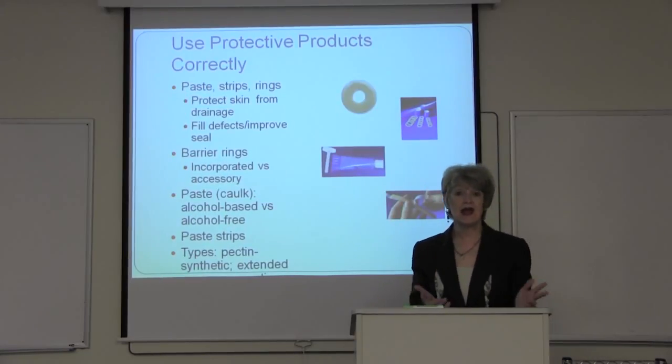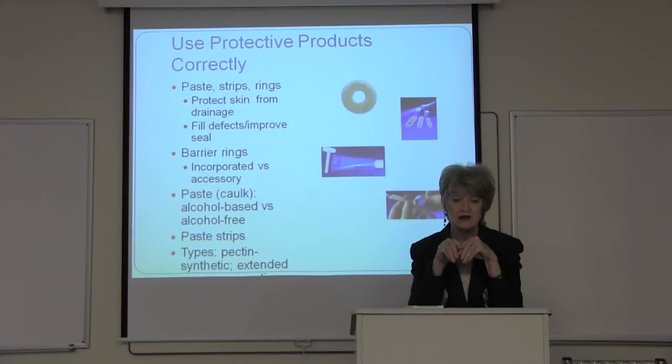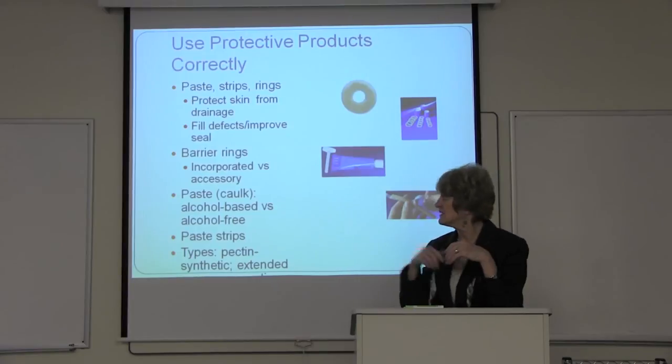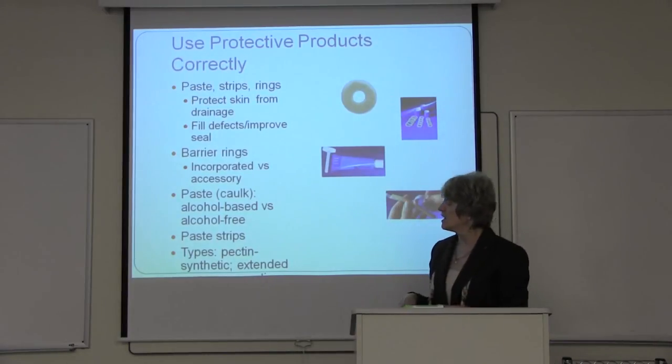The second big category of products is your barrier products. And barrier products actually put a solid layer of product in between the skin and the drainage. Barrier products come in solid barrier wafers and rings. They come in a squeezable paste. They come in paste strips. So let's look at each of those.